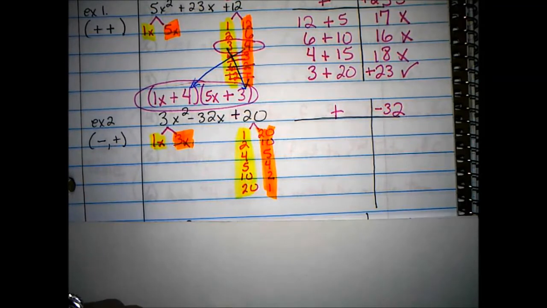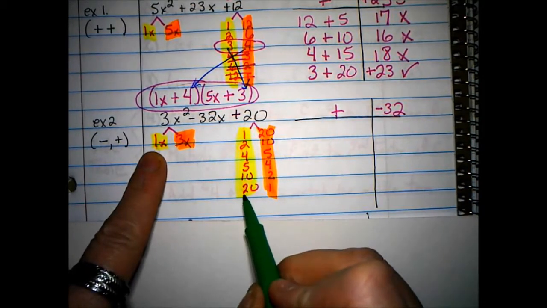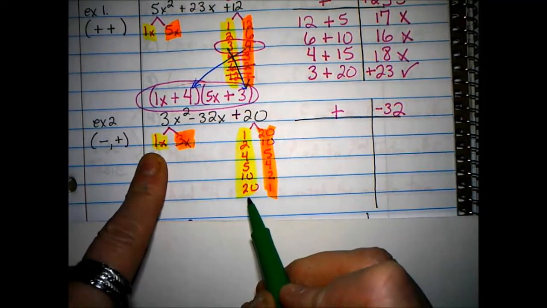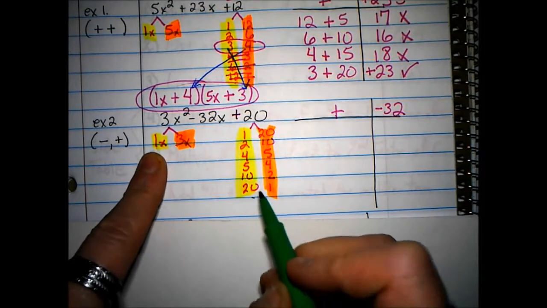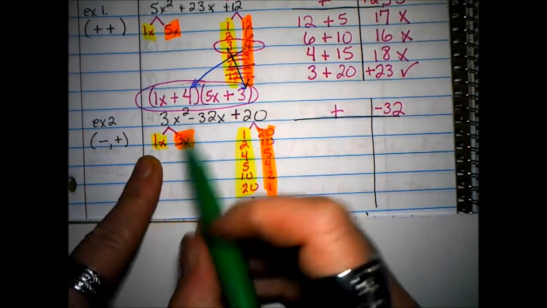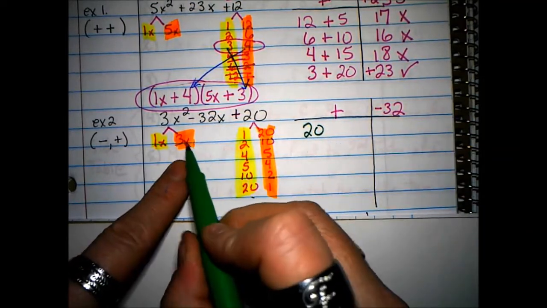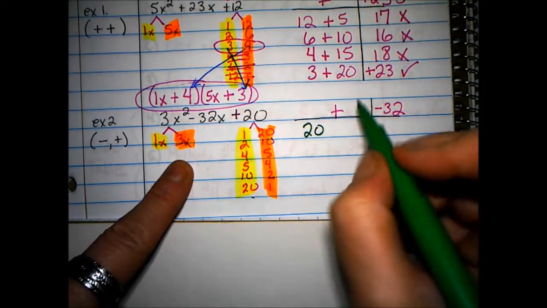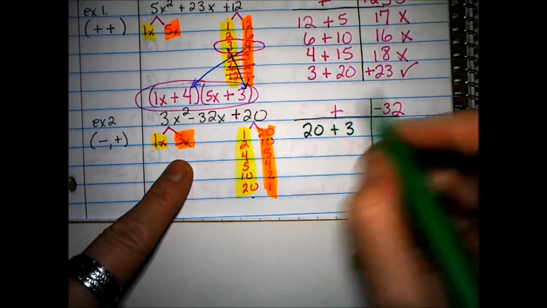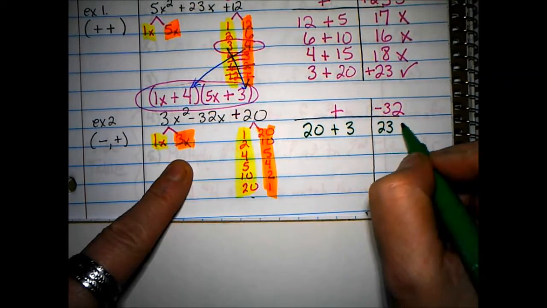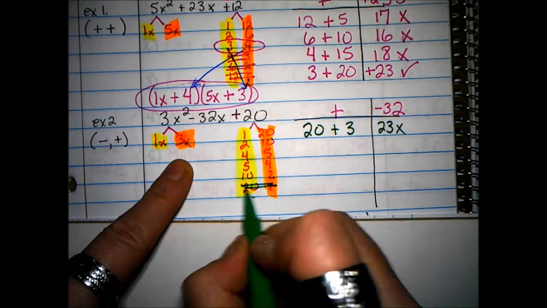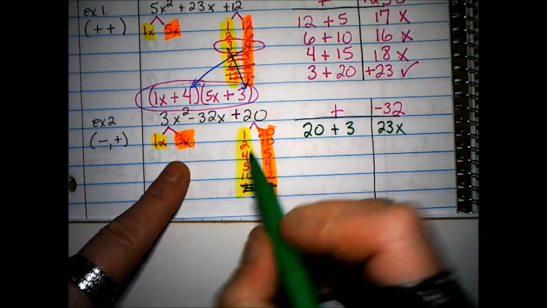Go multiply. I'm starting at the bottom, notice. Always going to start at the bottom so I can get my answer quickest going through the bottom. Anyway, 1 times 20 is 20, and 3 times 1 is 3. If I add that up, I get 23. That's not it. I'm going to mark them out. Go to the next one.